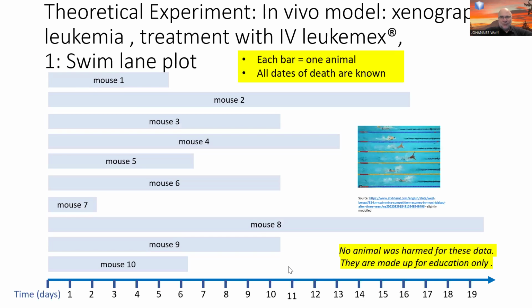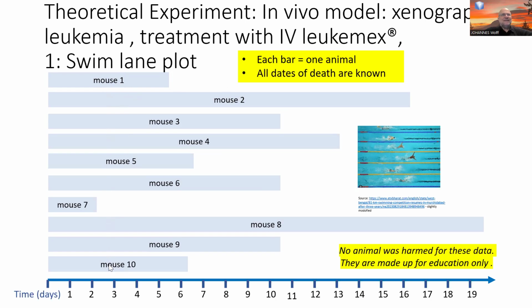So here we go. This is a theoretical experiment, an in vivo experiment. In vivo means intact organisms are used. Xenograft leukemia. Xenograft means human cancer cells are implanted in an animal, and this is a leukemia model. We assume that we have a treatment. It is intravenous. The drug cannot be swallowed. It needs to be given into the veins, and we call the drug Leukemax.